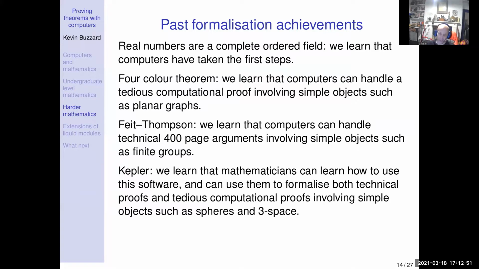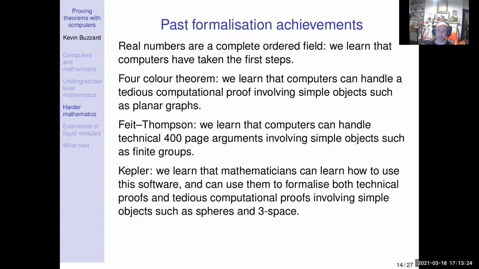So the Kepler conjecture work. We also learned that mathematicians can learn how to use the software, because Hales was a mathematician. And we also learned that they can formalize proofs which involve a mixture of both tedious case checking and more complicated arguments. But again, about very, very simple objects. If you regard the reals as a done deal, then we're talking about free space and spheres. So all of these things have this in common.